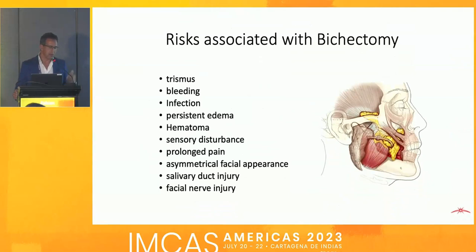Well, these are the risks associated with the procedure. I want to talk about complications too: trismus, bleeding, infection, persistent edema, hematoma, sensory disturbance, prolonged pain, asymmetrical facial appearance, because in some cases it's impossible to take the same quantity from each side, or in some cases we have complete asymmetry and you take exactly the same amount and the result is not the same. Salivary duct injury, one of the worst. Facial nerve injury, the worst of the worst.